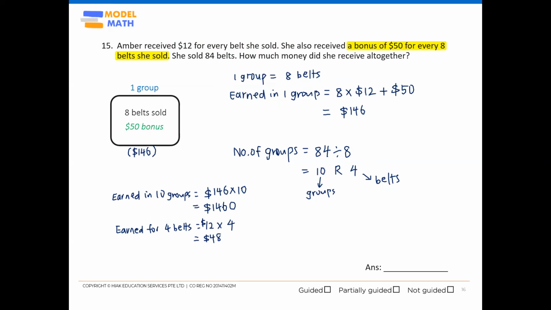So can you see, all together, if I want to find the total earnings, total earned, I need to do something between these two values. I need to add them together: whatever I earn for 10 groups plus whatever I earn for 4 belts. So let's do the addition. 1,460 plus $48. And that will be $1,508. So that would be the answer.